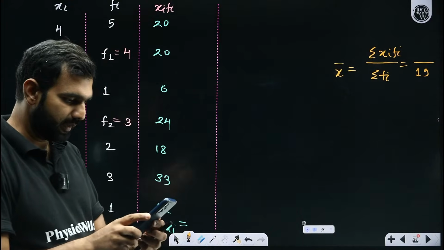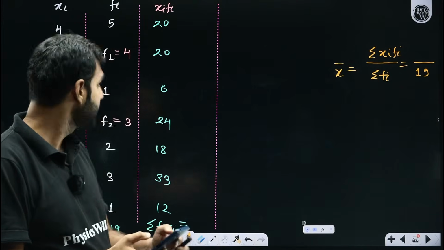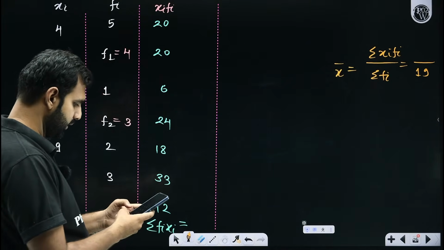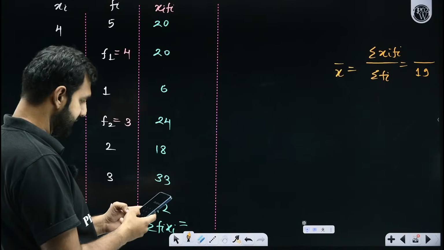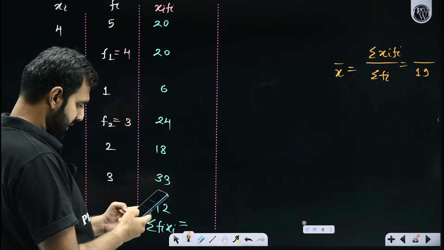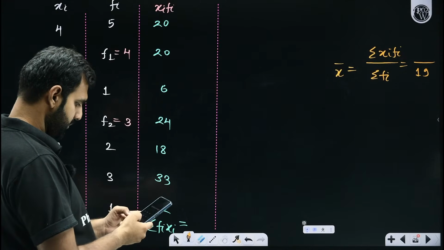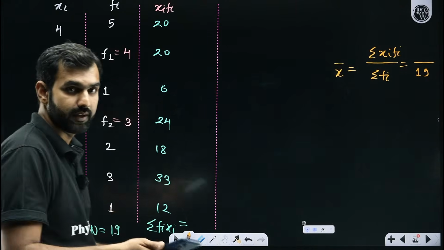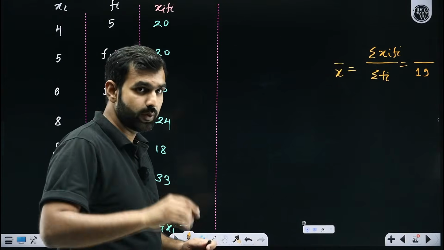133. Are we sure? Shall I believe you that it is going to be 133 only? Let me quickly check this. 20 plus 20 plus 6 plus 24 plus 18 plus 33 plus 12. Yes, that's great, 133. So yes, thank you so much. It's not 123, it's 133.